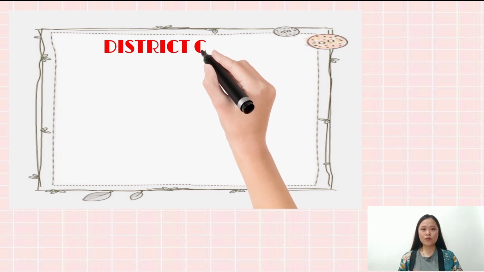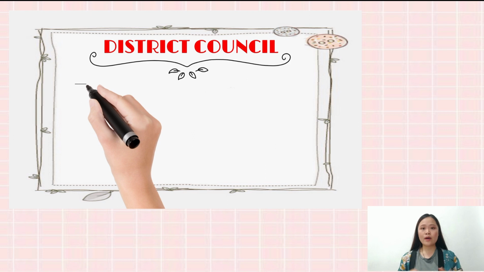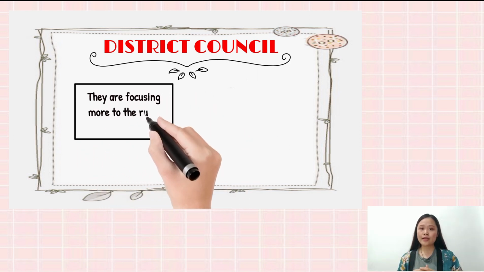So, we will move on to the district council. As we know, district council is also one of the examples of local government. They are focusing more on the rural base.